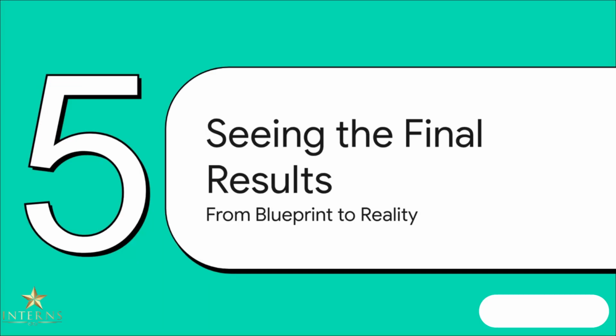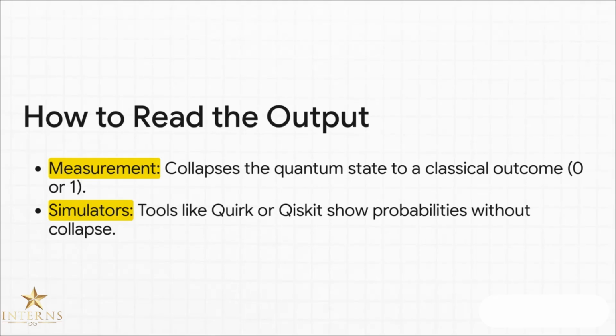So, we've designed our blueprint, we've executed the instructions, but how do we actually see what we've made? How do you read the output of a circuit like this? Well, there are two main ways to see the output. The first is direct measurement. This act of observing forces the quantum system to pick a side, to collapse into a single classical state. So for our Bell state, we'd always get either 0, 0 or 1, 1, each with a 50% chance.